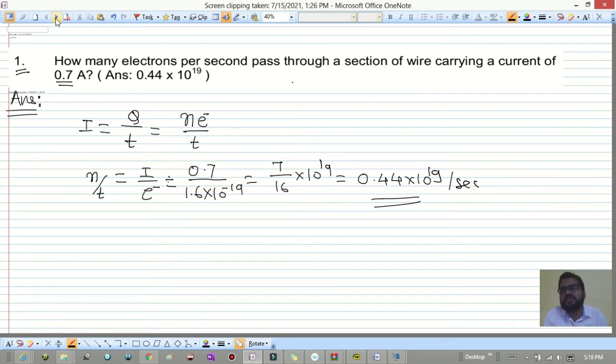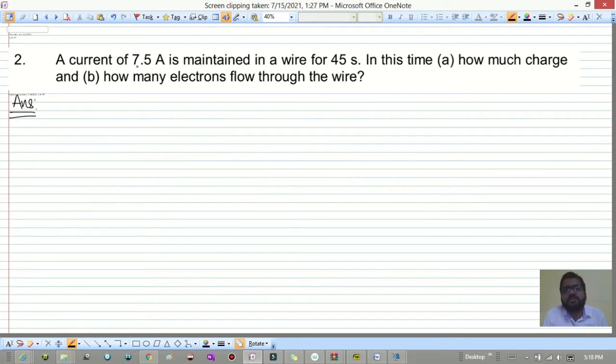Now the next question we have: a current of 7.5 ampere is maintained in a wire for 45 seconds. In this time, how much charge and how many electrons flow through the wire? Over here the current is given, that is 7.5 ampere, which is equal to, we know, charge divided by time. So charge we can find, that is 7.5 into the time, which is 45.